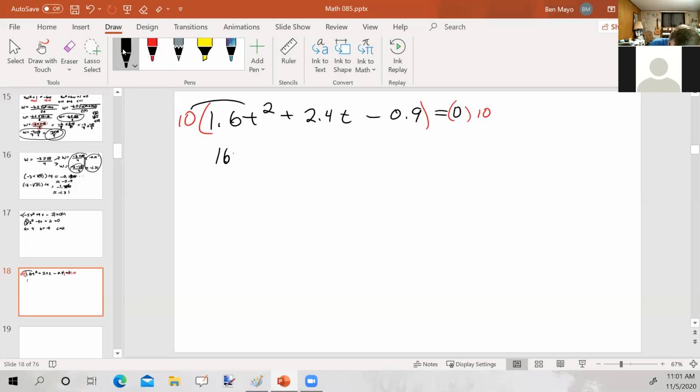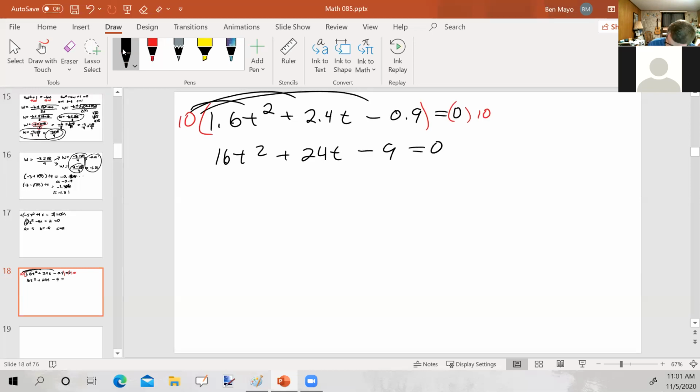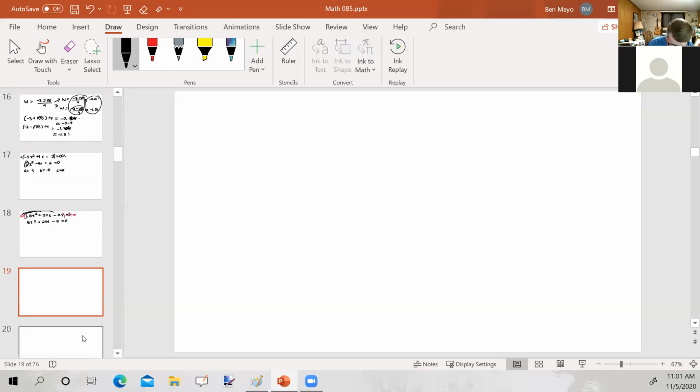So now I get 16t squared plus 24t minus 9 equals 0. So A is 16, B is 24, and C is negative 9. And you could plug those into the quadratic formula. All right. Any questions there? Let's say we've got an equation with fractions. 1/8 x squared plus 1/2 x minus 3/4 equals 0.